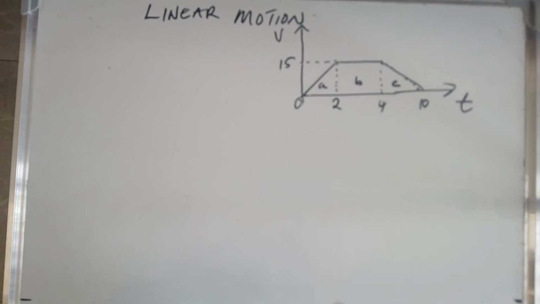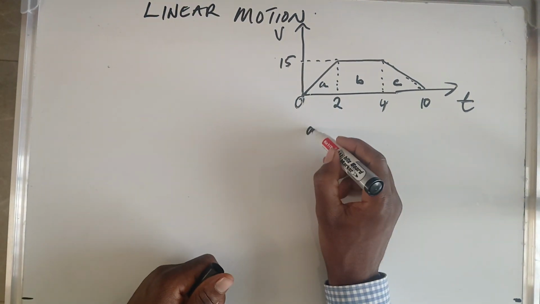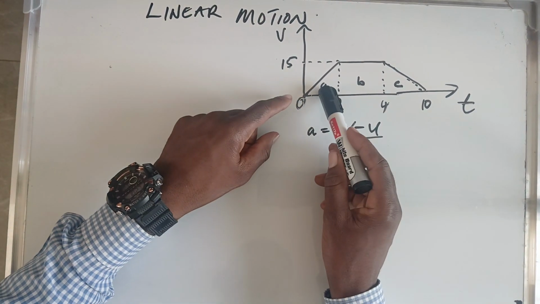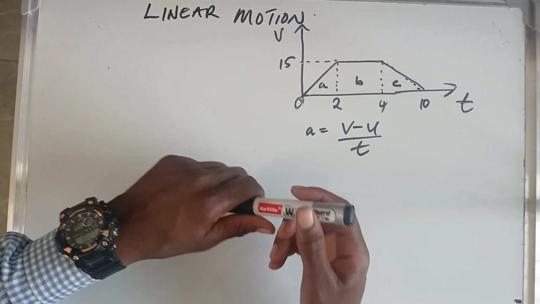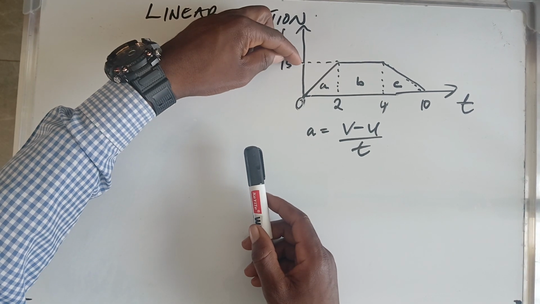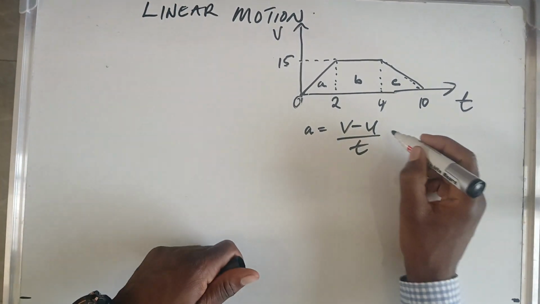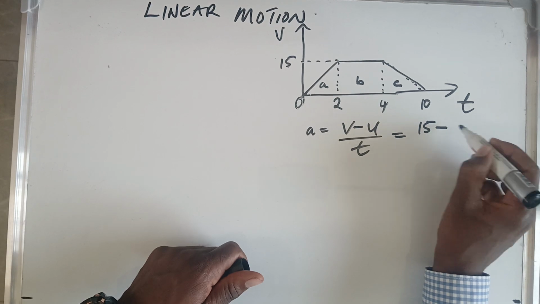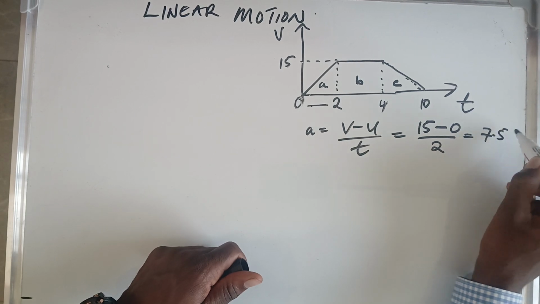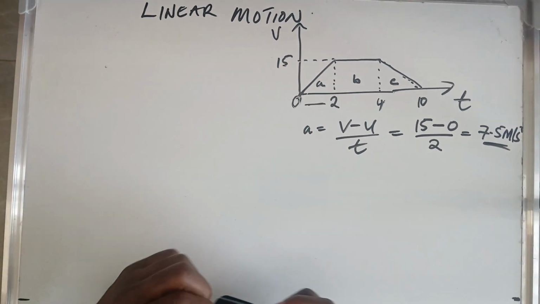So now, there are a few things that you need to understand here. It is very easy for you to find the acceleration here, because we're just going to say acceleration is equal to final velocity minus initial velocity over time. Now, final velocity in region A is 15, because the car started from 0 and it reached 15. You get it? So this 15 becomes the final velocity, and the 0 becomes the initial velocity. So this is going to give you 15 minus 0 over the time, which is 2 seconds. So that becomes 7.5 meters per second squared. Okay, so that is region A.